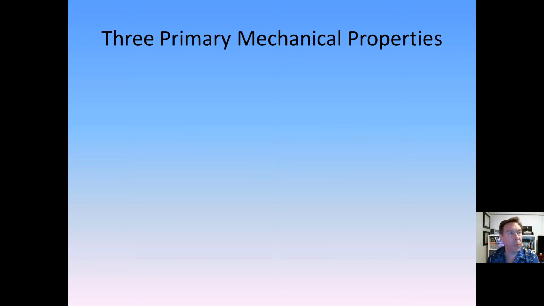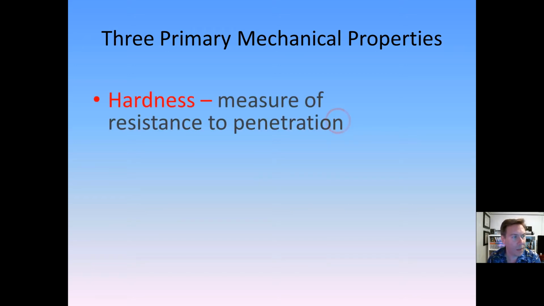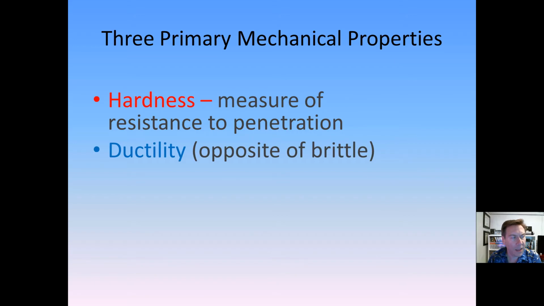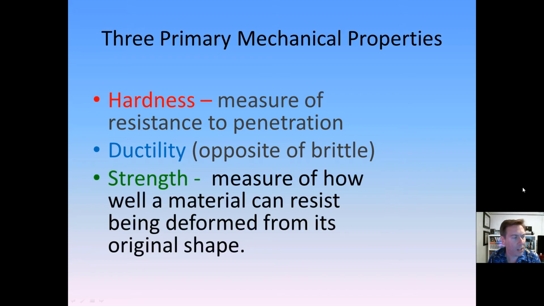Okay, so 3 primary mechanical properties. First of all, hardness. It's the measure of resistance to penetration. Ductility, I put down the opposite of brittle. So basically, it's where something is flexible or rubbery. When it comes to steel, it's just pliable. And then strength is the measure of how well a material can resist being deformed from its original shape.